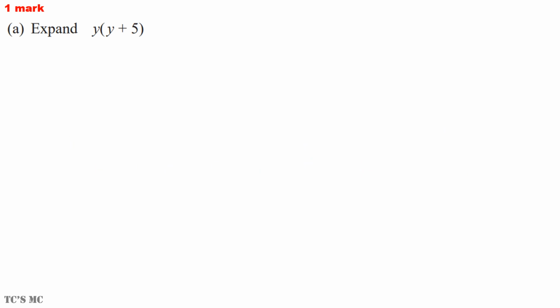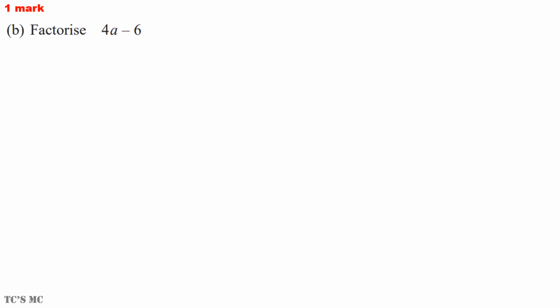Expand y bracket y add 5. We need to multiply y on the outside by everything on the inside. y multiplied by y is y squared. Add y multiplied by 5, which is 5y. And we need to have all of this for 1 mark.